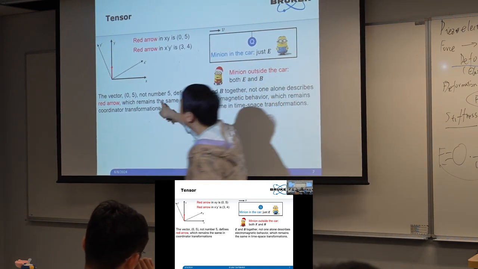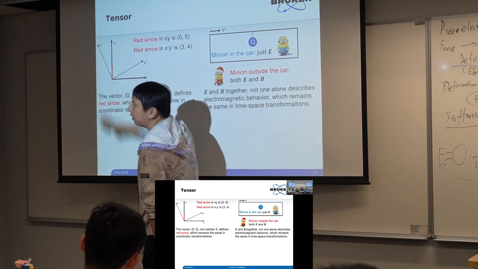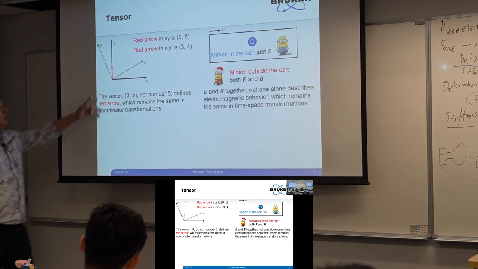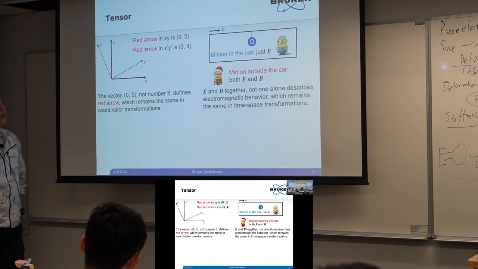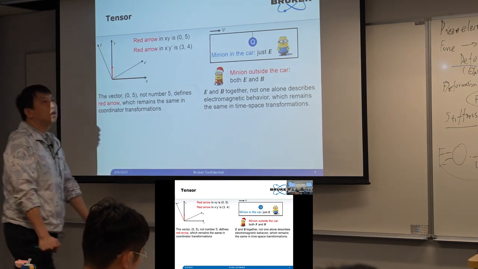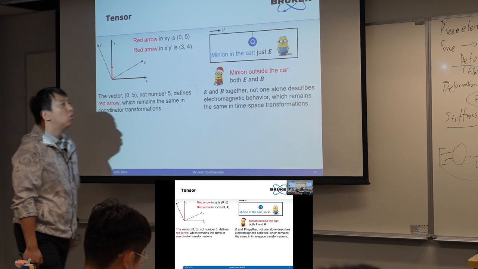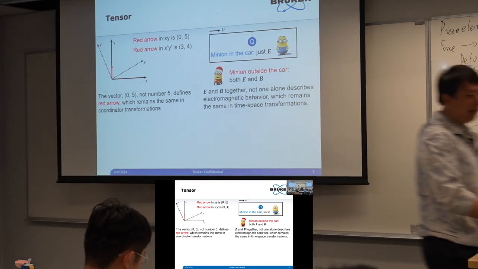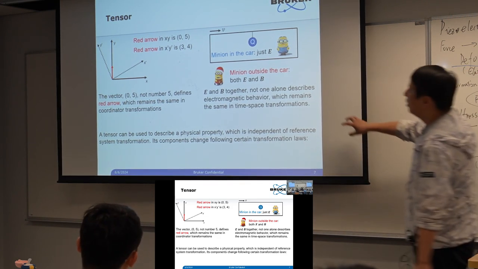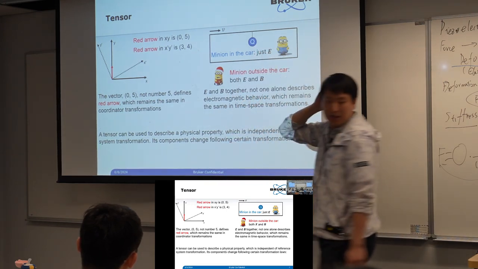Just like this one, the 0 and 5 are not good enough to describe this vector. They combine as a pair to describe this vector. So the electric field and the magnetic field are not good enough to describe the electricity. So we need to put them together, right? So that's the famous electric and magnetic tensor, right?